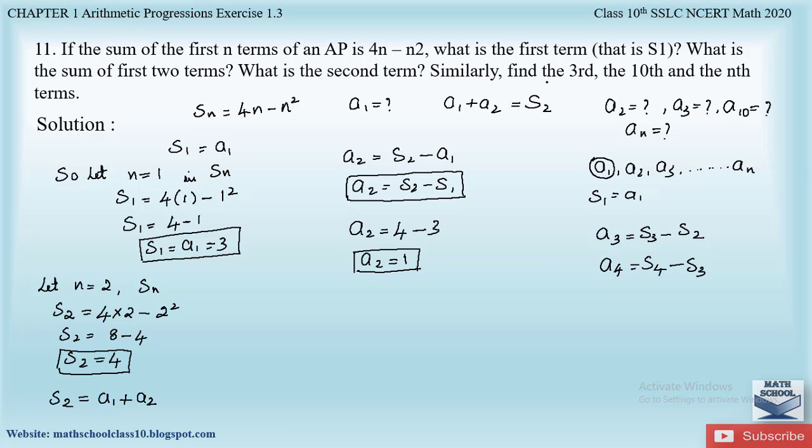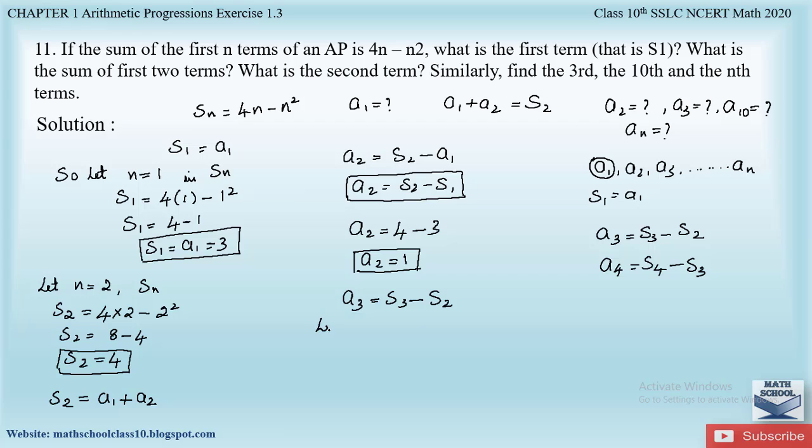Similarly, they are asking us to find the third term. To obtain the third term, we can write it by using this formula, that is, the sum of three terms minus the previous sum, that is S2. So what is S3 now? We can find S3 by substituting n is equal to 3 in the formula Sn is equal to 4n minus n square, which is already given in the equation.